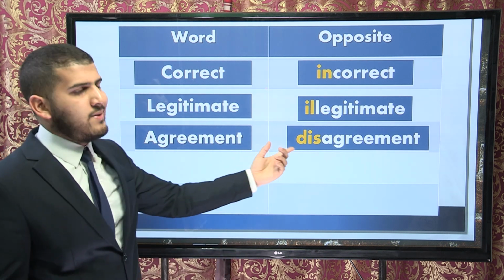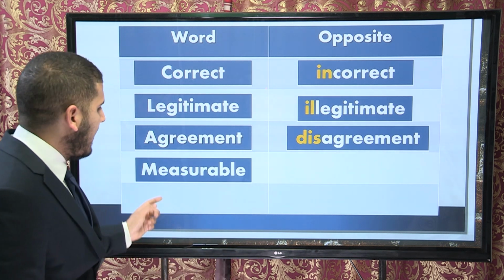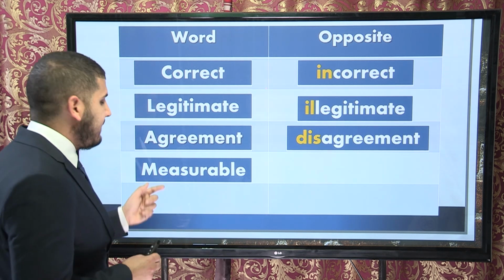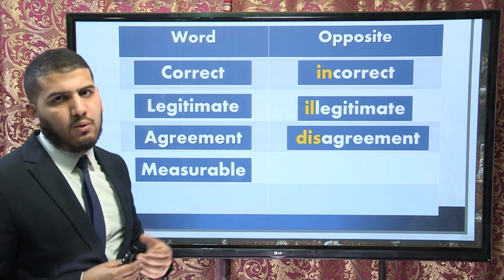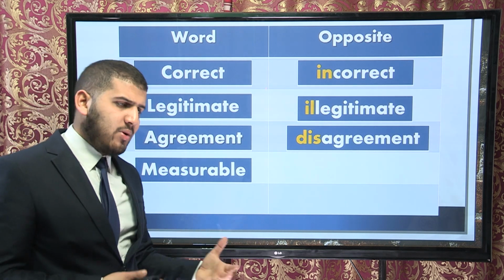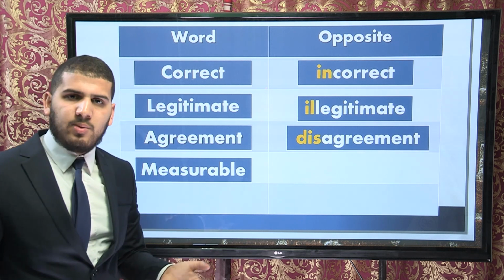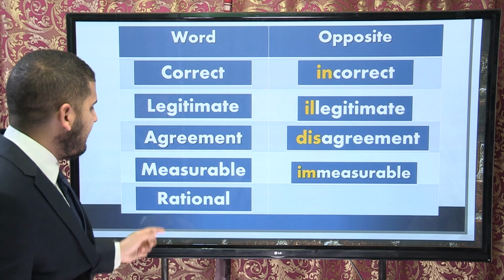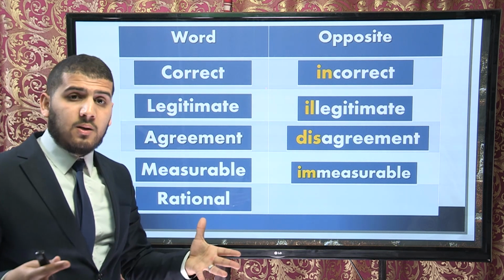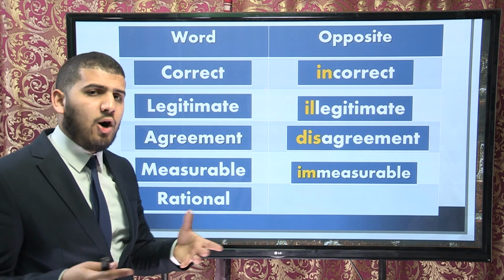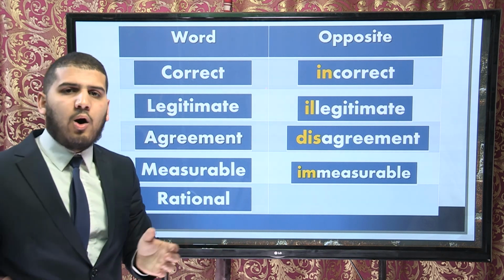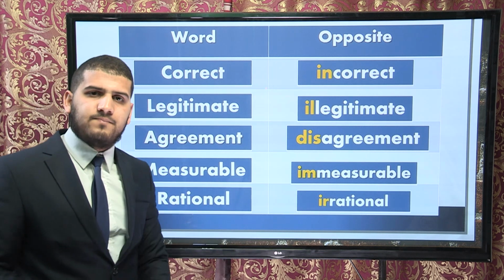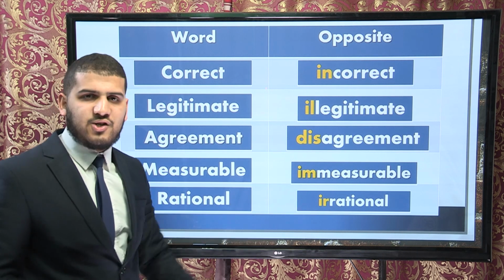So agreement, disagreement. The next one, measurable. The word measurable starts with M. Therefore, we need to use the prefix im to form the opposite of measurable. So measurable, the opposite is immeasurable. And the last one, we have rational. Rational starts with the letter R. Therefore, we use ir to form the opposite. So rational, irrational.